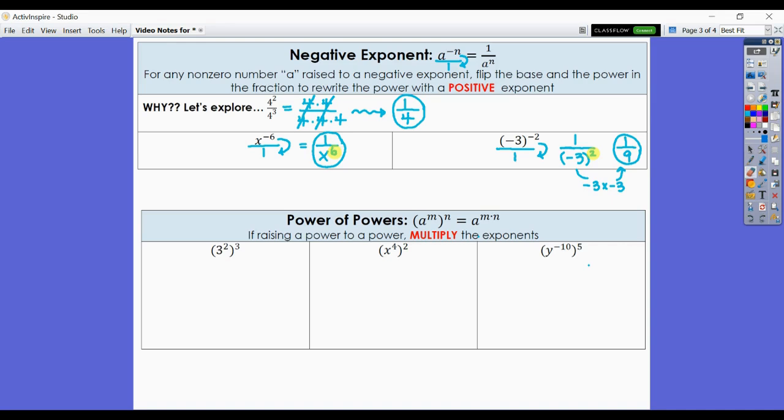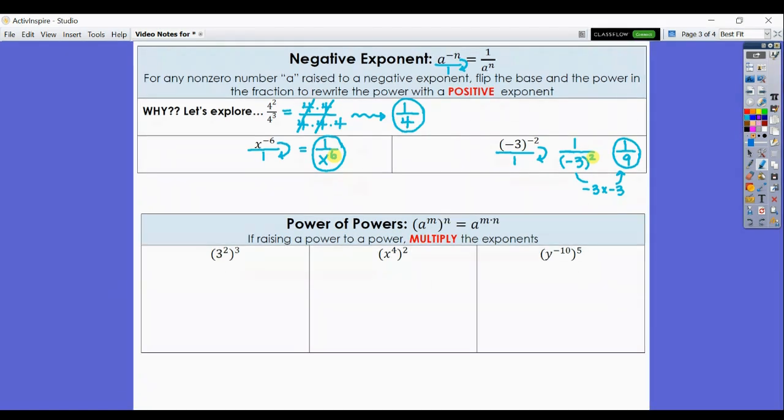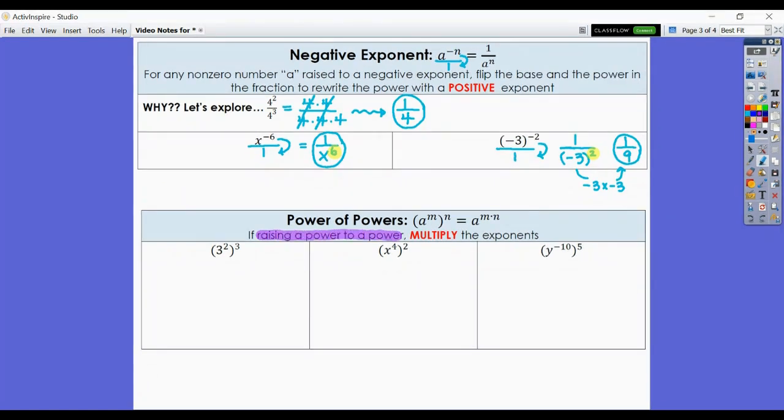Last exponent rule is that if you're raising a power to a power, you must multiply the exponent. So again, if you're raising a power to a power, we go ahead and multiply the exponents. So 3 squared raised to the 3rd power, I multiply those exponents, getting me 3 to the 6th power. Again, that's going to be a large number, so we'll leave it as 3 to the 6th. And go ahead and move on to the next example.